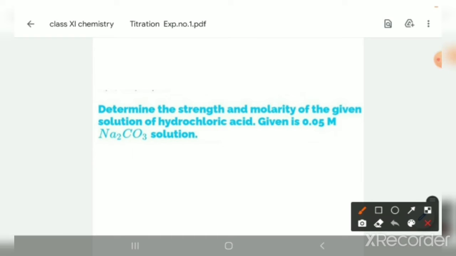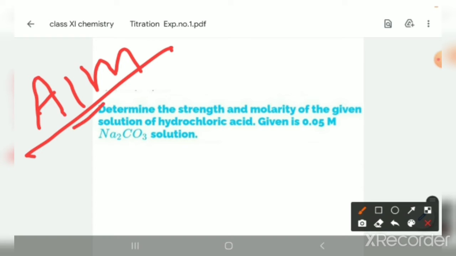Today in my chemistry class I am going to discuss titration 2. Now see the aim given here. Determine the molarity and strength of the solution. You read it, you will understand the aim. The aim is just like the question. On the basis of the aim you have to perform your experiment.